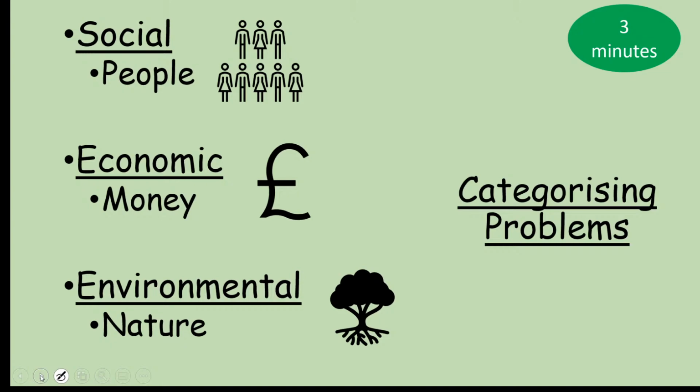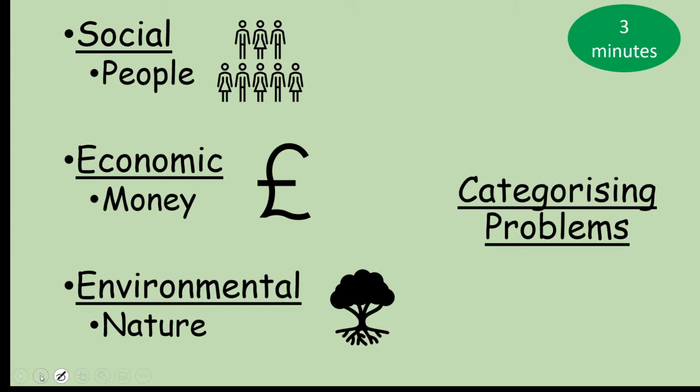So when we categorize problems, we have to try and pick the group that's going to be most affected by that problem. And sometimes it will be more than one. Sometimes it can be all three. But we're going to try and split our causes into social, economic and environmental.